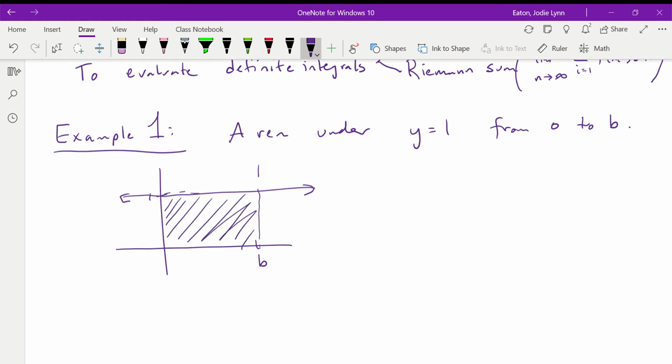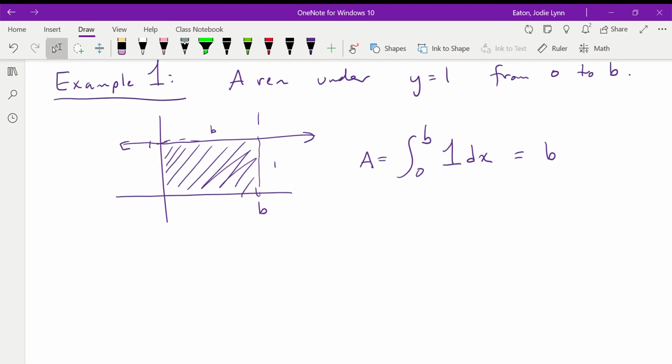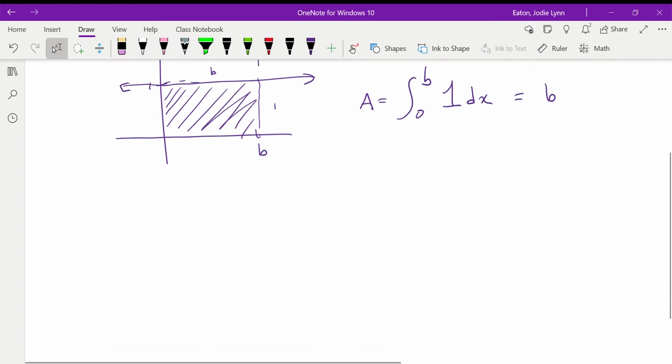Okay, so we have a rectangle. So we'll write the area in integral notation. The area is the definite integral from 0 to b of 1 dx. So it's b times 1. The width is b, the height is 1, so the area is b. Okay, so we have y equals 1. So the integral from 0 to b is b. Okay.